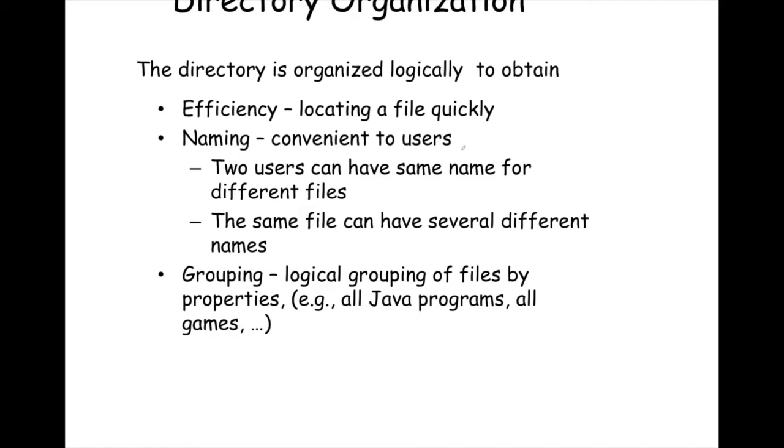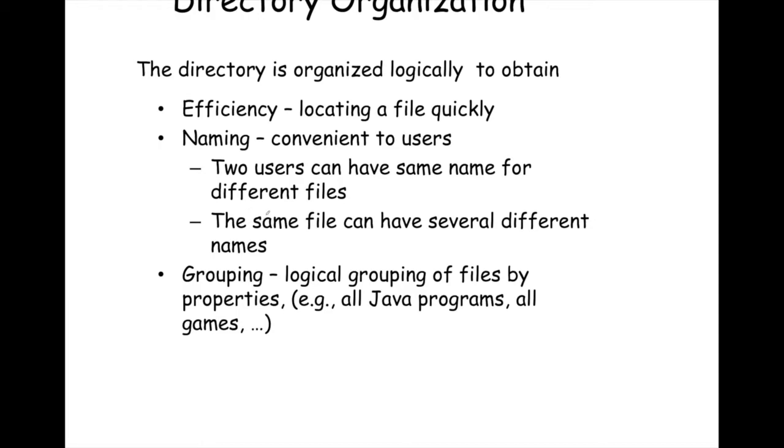You want to be able to locate a file quickly. You want naming to be convenient for users, so that two users can have the same name for a file, but it's different files. And so the same file can have different names, and also the same name can be used for different files. I also want to be able to group things together based on some logical property, like all the Java programs, all the games, and so forth.